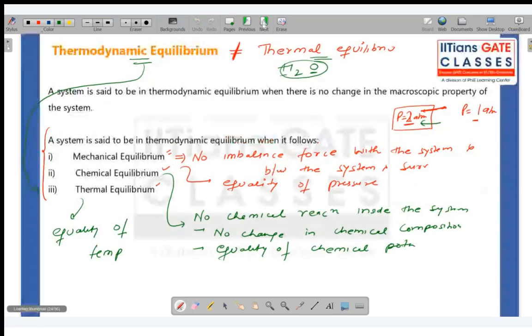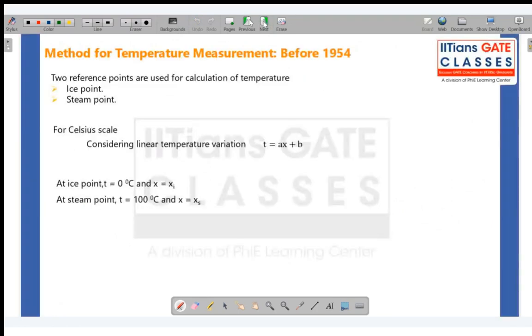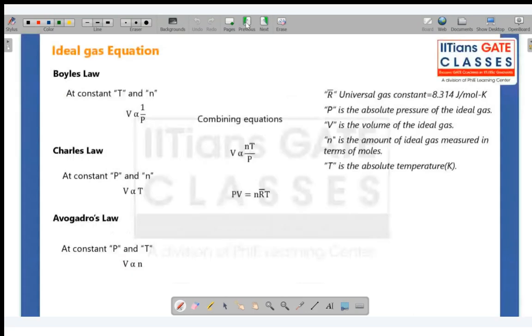Okay, let's move ahead. Thermodynamic equilibrium is done. Ideal gas equation. Quickly, let us see, what is the time? Okay, not much time left. We still have to cover a few things, so let me quickly move ahead.